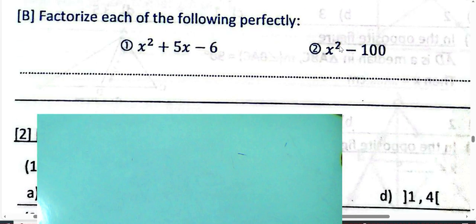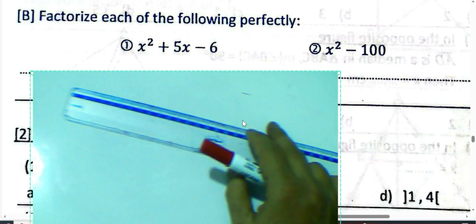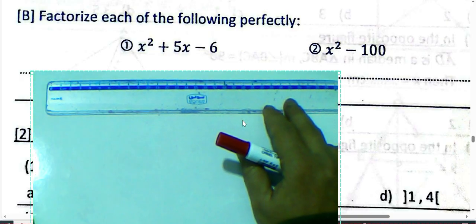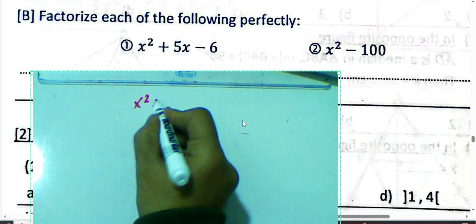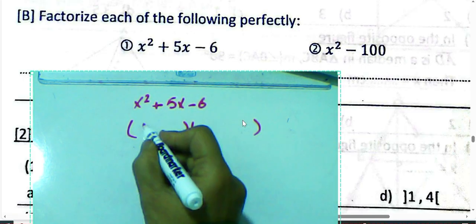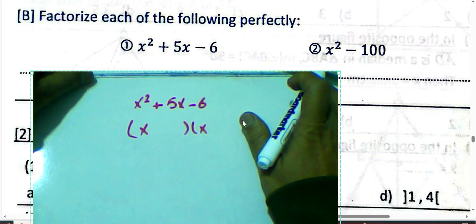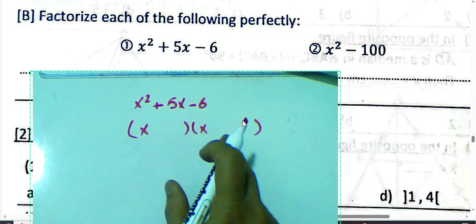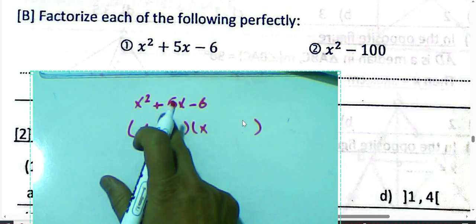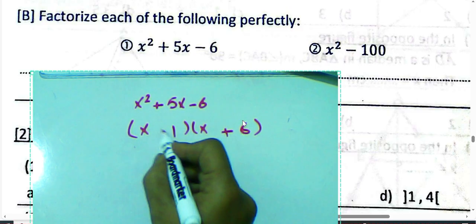Next question. Factorize the expression. Number 1, x power 2 plus 5x minus 6. We can factor this expression: x power 2 equals x times x. We want two numbers whose product is 6. It will be 1 and 6, because 6 minus 1 equals 5. The difference between them equals 5, right? The bigger number 6 will be positive and 1 will be negative.